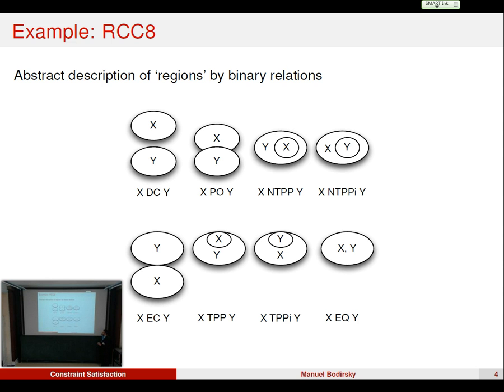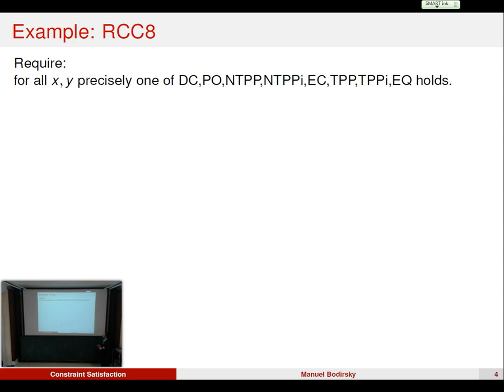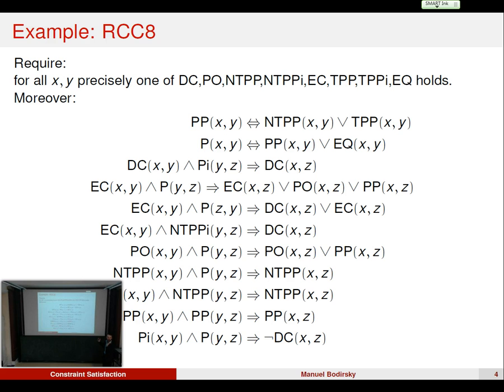So formally, what is this? They just have these 8 relations. They require that for every x, y, precisely one of those relations holds. And then they have a set of axioms. I don't want to read this out, but it's actually very simple. They define two shortcuts. I will read out only one so that you see how simple this is. If x and y are disjoint and z is contained in y, then x and z are still disjoint. Things like that.